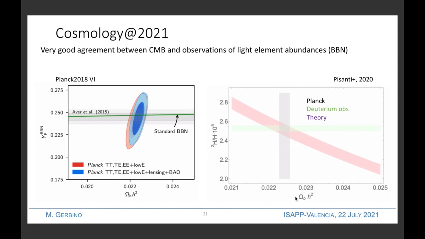The vertical band is the measurement from Planck, so from CMB experiments. The horizontal line is the astrophysical constraints on the abundance of deuterium. And the pink band is the theoretical prediction for the abundance of deuterium. And you can see that the three bands overlap perfectly with each other, showing a high level of agreement between prediction and observations, and between different observations of complementary quantities, which is a great success.